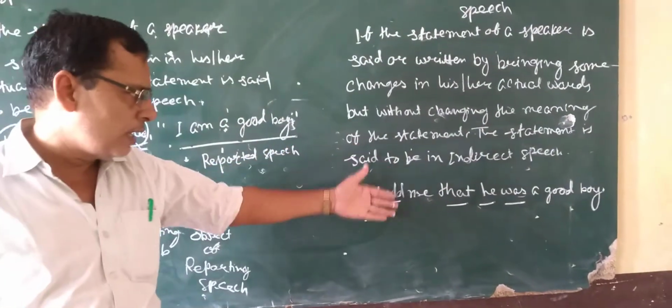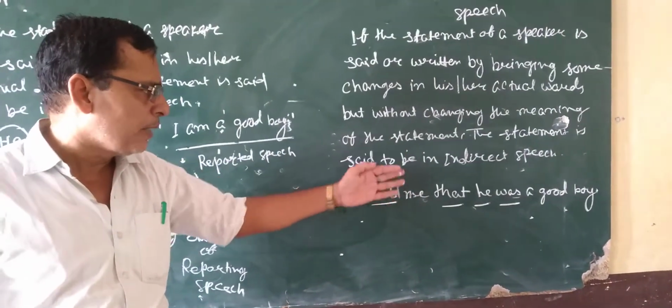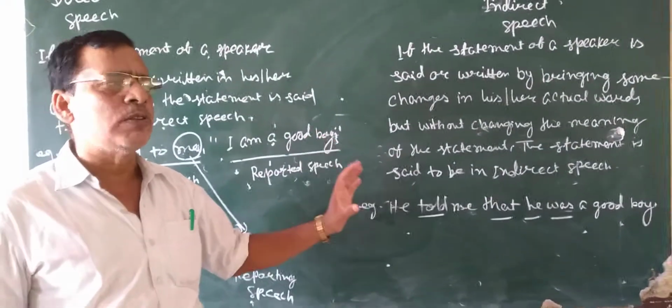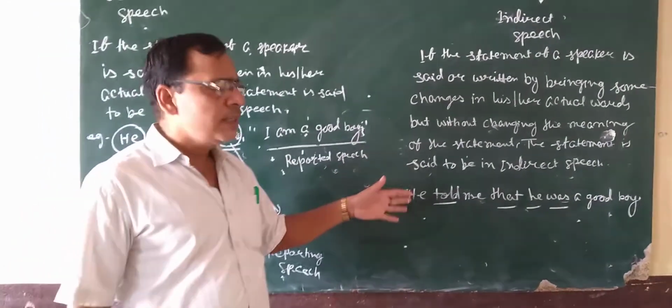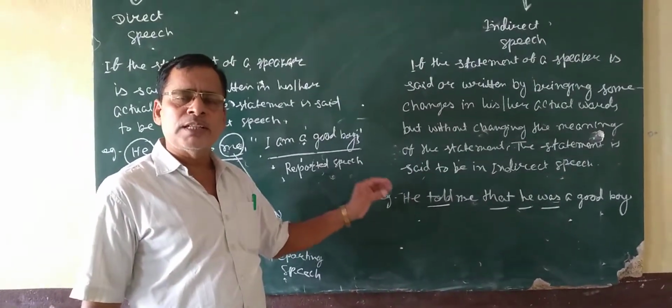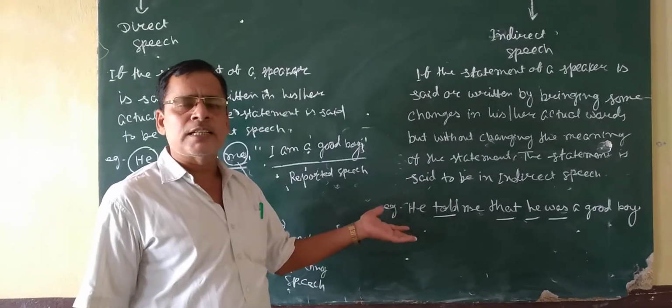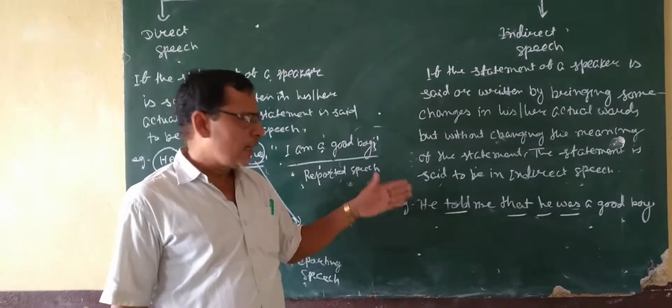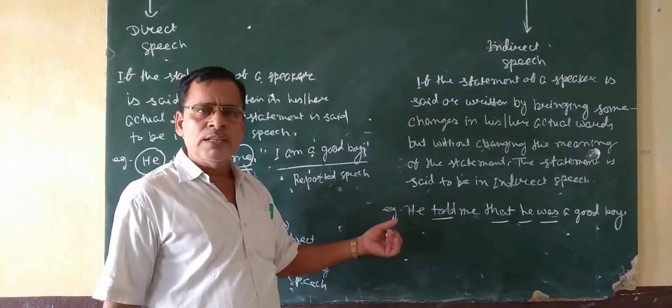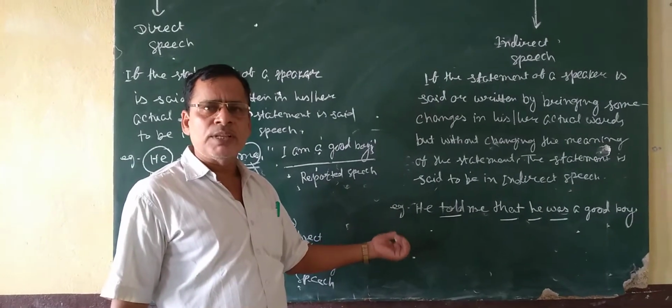And from where and how these changes take place, it has certain rules. So after this, everybody must know some certain rules and regulations to change direct speech into indirect speech. And after this, I am going to the second phase, the second part of this narration.